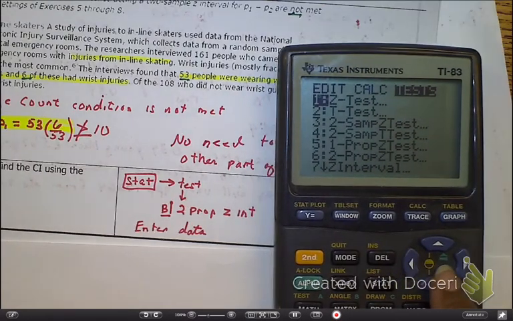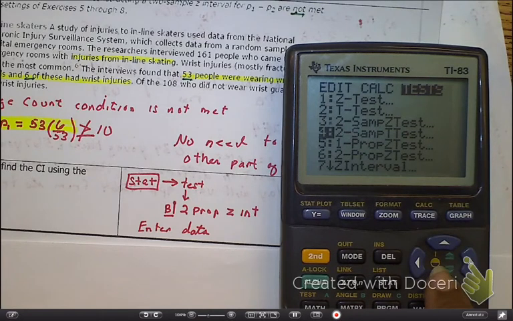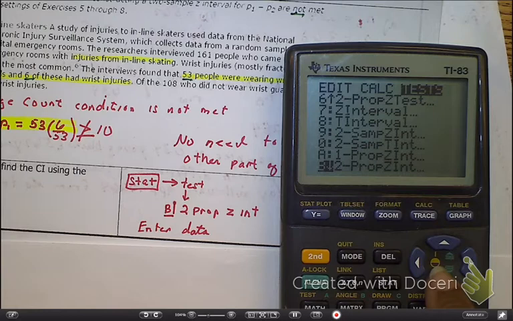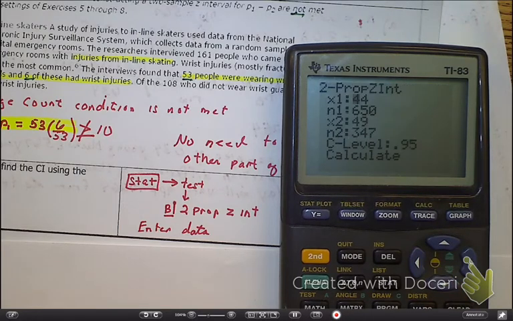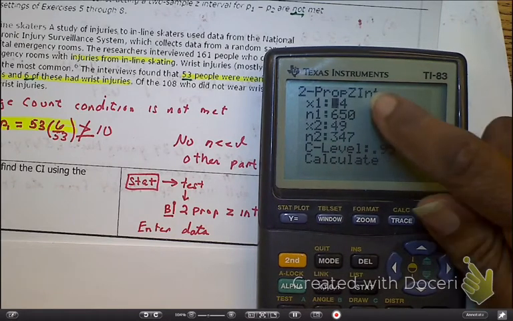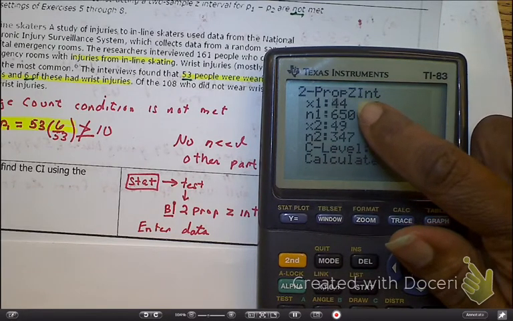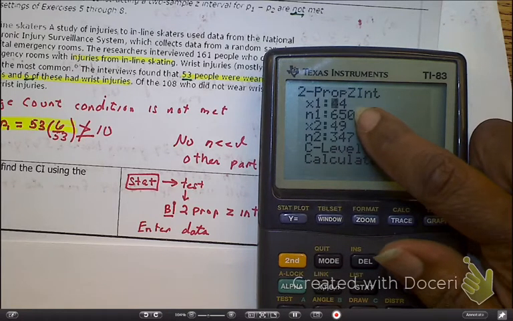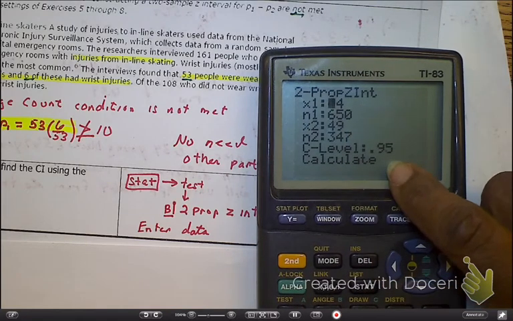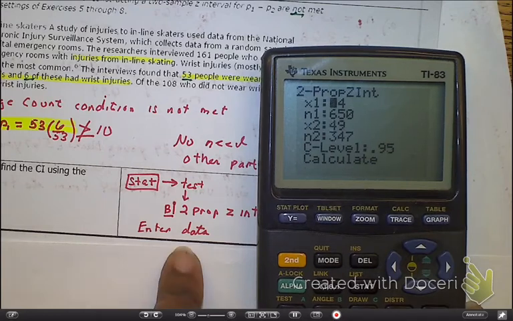There I go. Okay, go down until you find two proportion Z interval, which for my 83 is the letter B. I don't know what it is for the others. And then as we look at this, notice all the stuff that you need: the successes for the first group over the total number of trials, successes for your second group over the total number of trials, and your confidence interval. So like I said, you just enter the data.